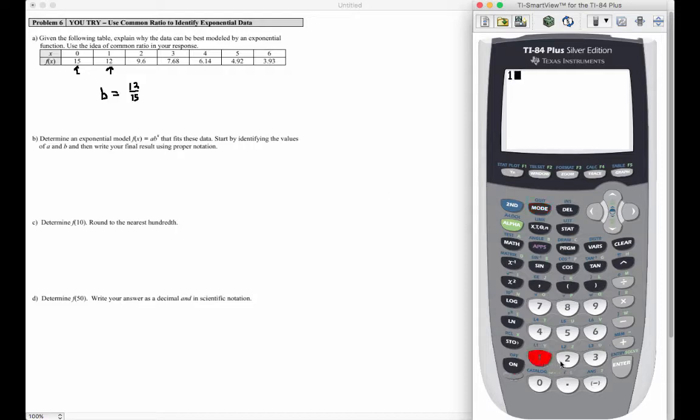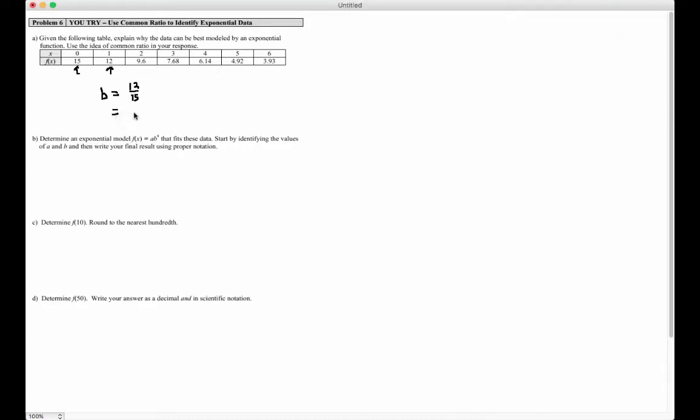So if we take 12 divided by 15, and we can even ask it to return that as a reduced fraction for us, we get back 4/5, or you can take 4 divided by 5 if you'd like and get back a common ratio of 0.8. Either way works. So what we see is that we get back either a fraction of 4/5, which is equal to 0.8.